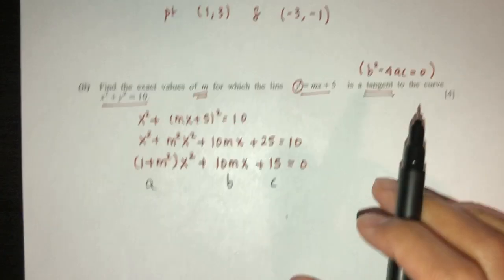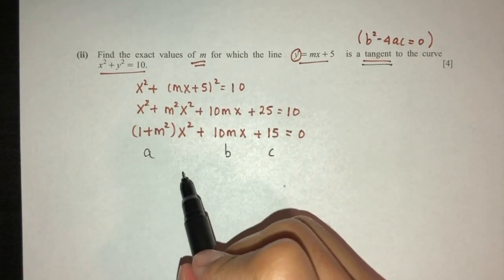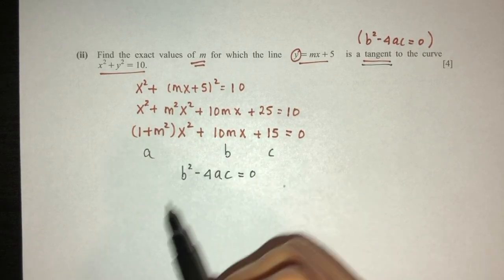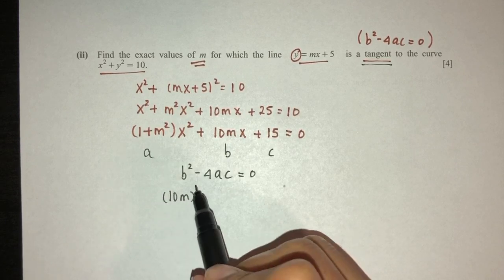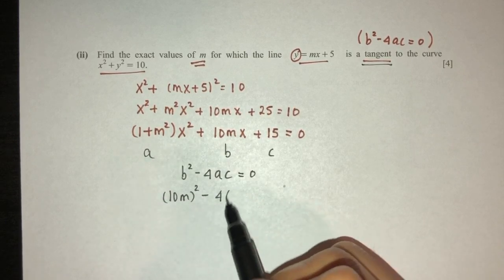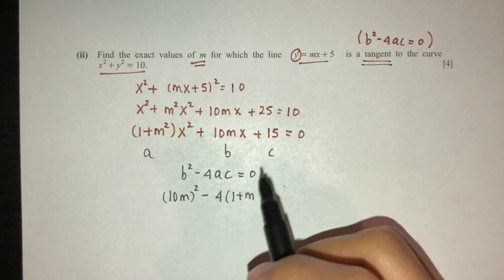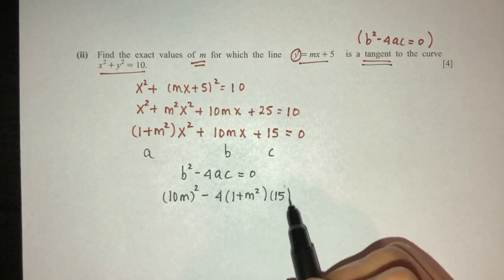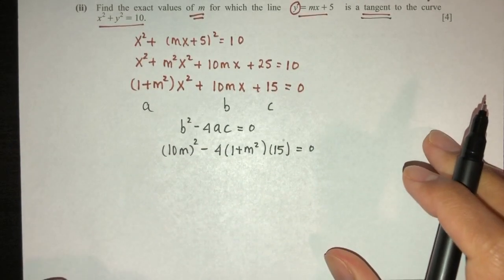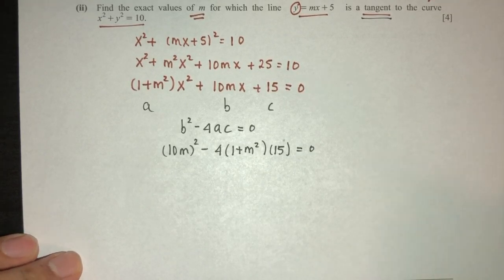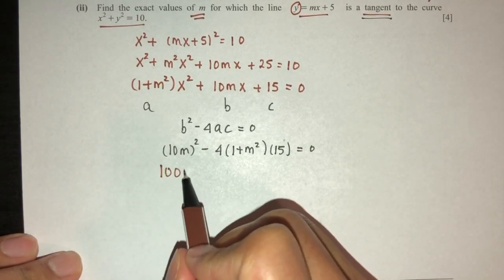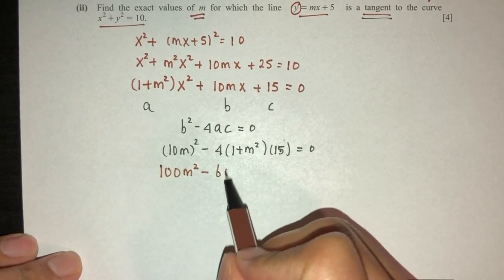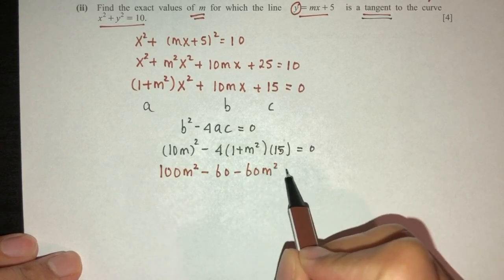Because it is only a tangent, we have to use b squared minus 4ac equal to 0. So what is b squared minus 4ac? b squared is 10m squared, minus 4 times a, which is this one, and times c, which will be 15, is equal to 0. So let's simplify. First will be 100m squared. Now 4 times 15 is 60. That will be minus 60, minus 60m squared.